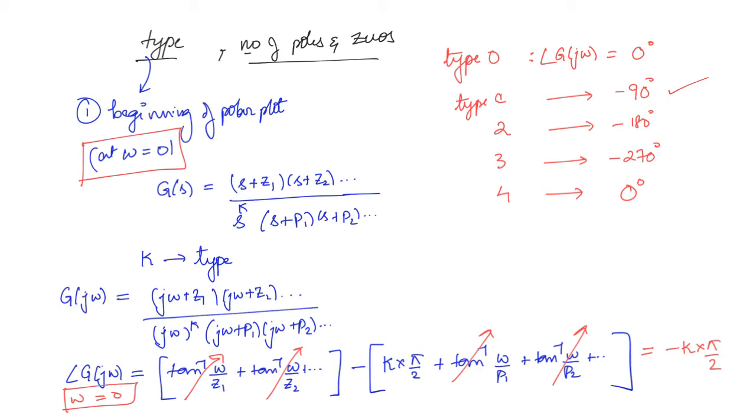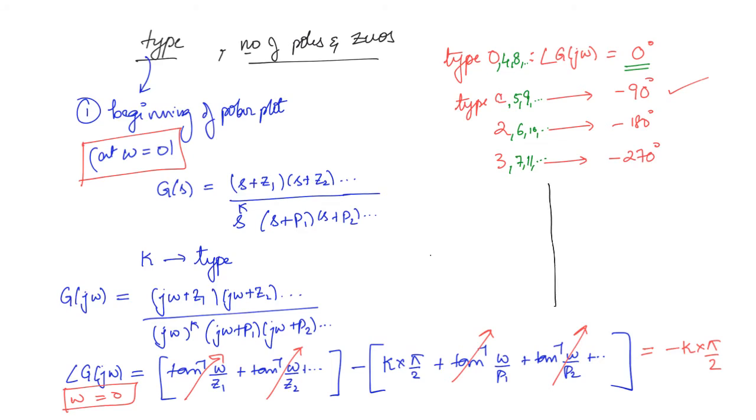So the phase will be 0 degrees for type 0, 4, 8 and so on. It will be minus 90 degrees for type 1, 5, 9 and so on. It will be minus 180 degrees for 2, 6 and 10. Similarly, minus 270 degrees will be for type 3, 7, 11 and so on.